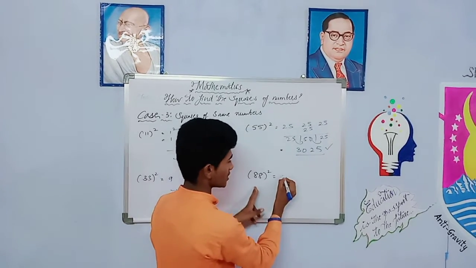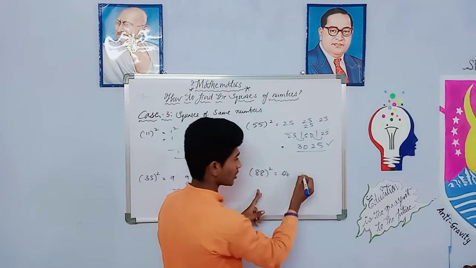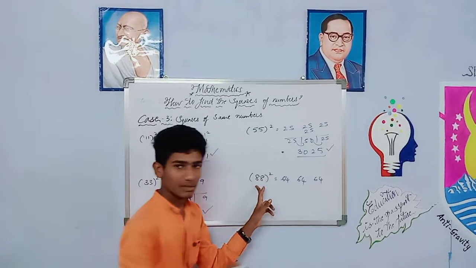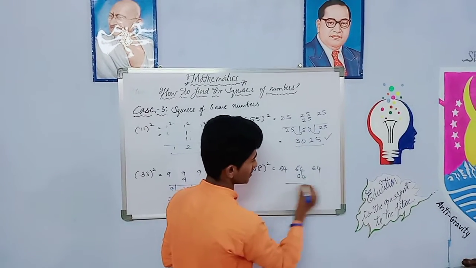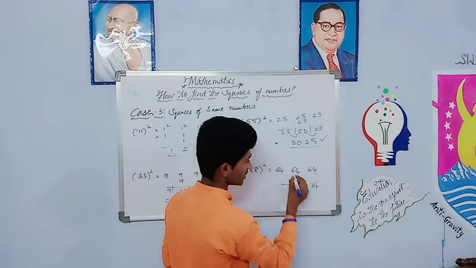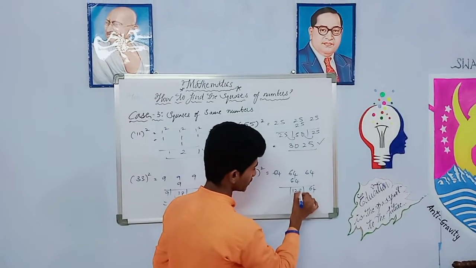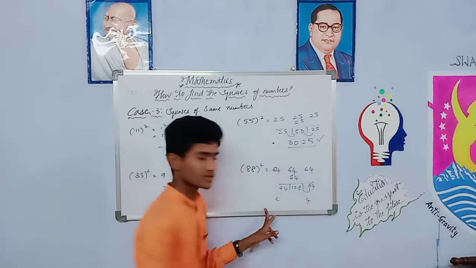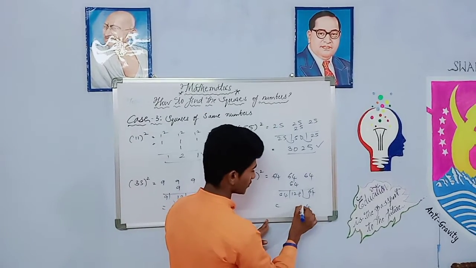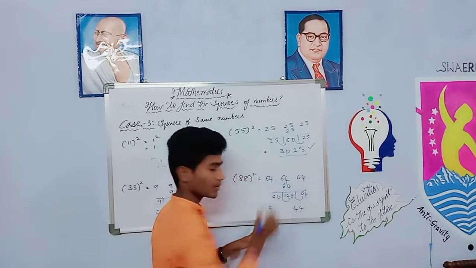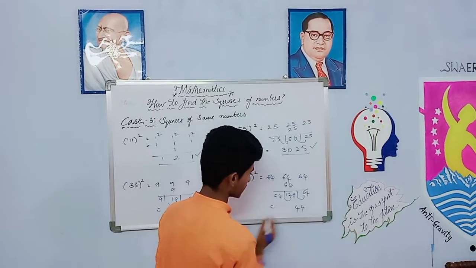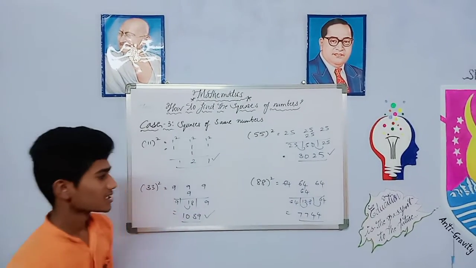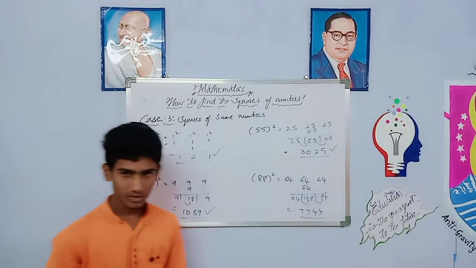88 square is there. 8 square equal to 64. Again square it, three times when the digits are same. In the middle you have to add the same: 64 plus 64 is 128, then 64. Now carry 4 from 64. If we carry 6 to the left, we will get 134. Next 13, how much will we get? 7744 is the answer for 88 square. Understood?